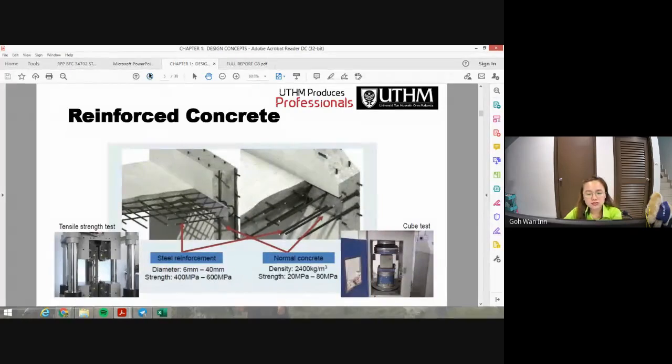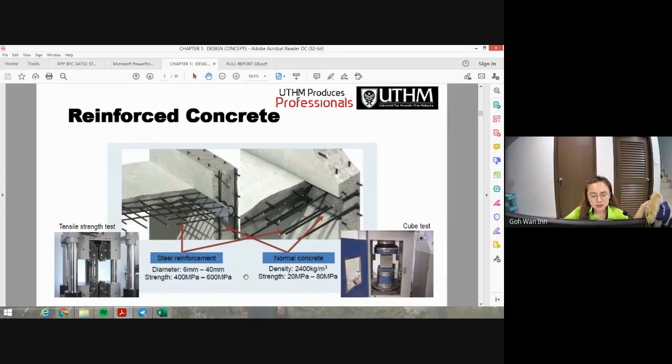Okay, so you can see the reinforcement, from 6 mm to 40 mm, and the strength is from 400 megapascal to 600 megapascal. And normal concrete has a density of 2,400 kg per meter cube, and the strength is from 20 to 80 megapascal.